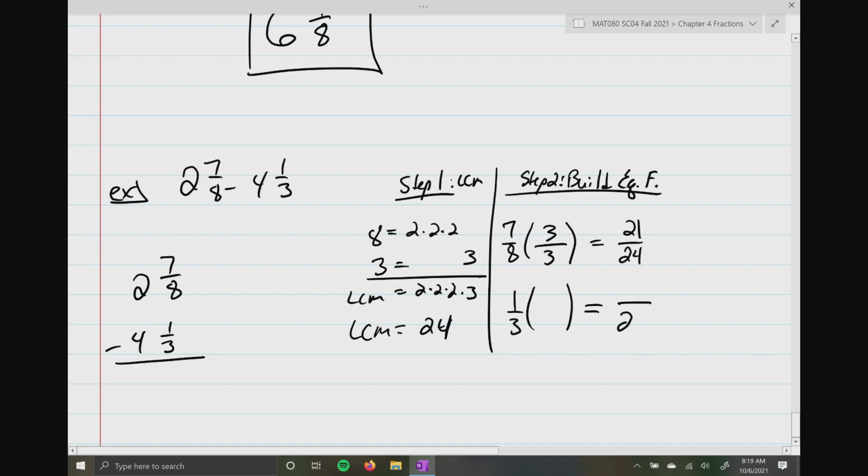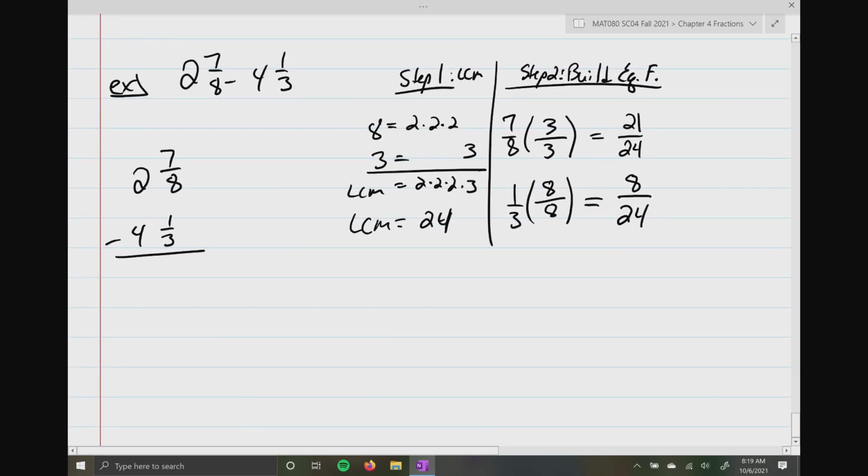My goal is to get an equivalent fraction with 24 as my new denominator. What do I multiply 1/3 by? 8 over 8. Love it. So 1 times 8 is going to be 8. So now what I can do is rewrite and simplify, which is step 3. I'm just going to write step 3 over here, but I'm not going to fill it in.